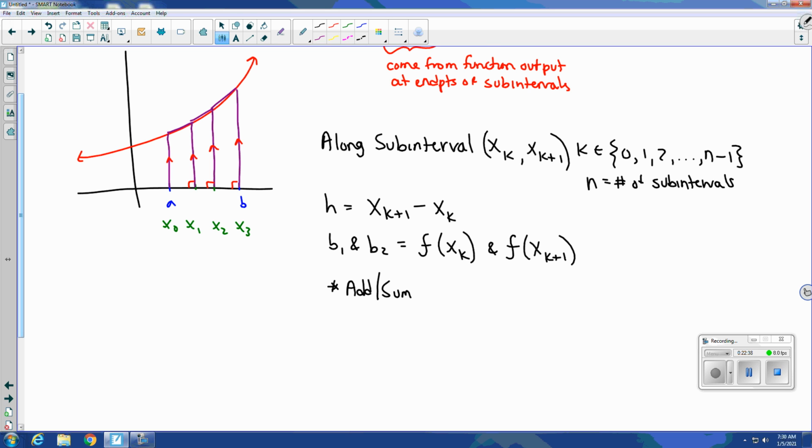So again, make sure at the end to get your approximation, we want to add or sum together all trapezoid areas for the approximation. So make sure you finish the problem, don't just use one.